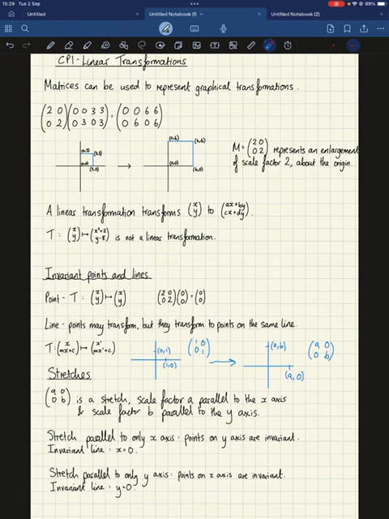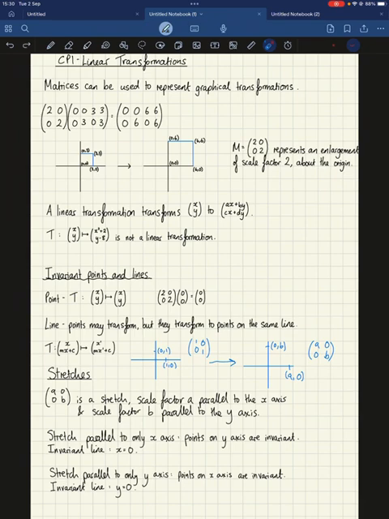Now there's a special case. If a equals b, like over here, this is in the form a, 0, 0, b. So a equals b over here. That's a general enlargement like we saw over here. So it's parallel to both the x and y axis in the same magnitude.